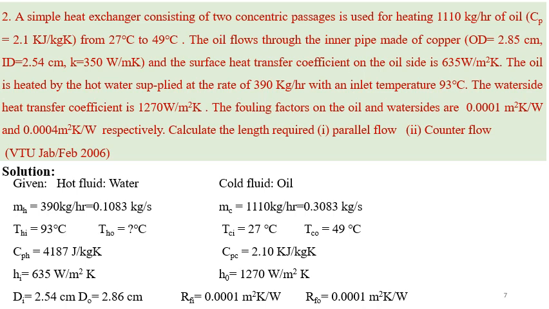Similarly RFI and RF naught, the fouling factors of oil, 0.0001 inside, and RF naught 0.0004, water side. So they gave these, and also the inner diameter of the pipe and outer diameter of the pipe are given, di and d naught, as well as the thermal conductivity K. These are the given data in order to solve the problem. But we have to calculate the length. L is equal to how much for parallel flow and counter flow.